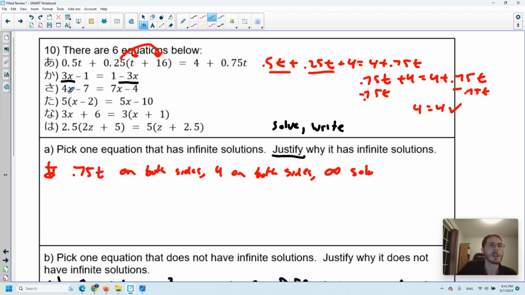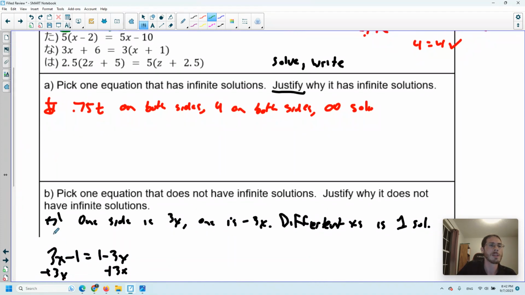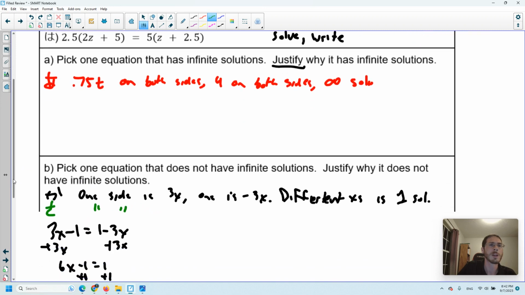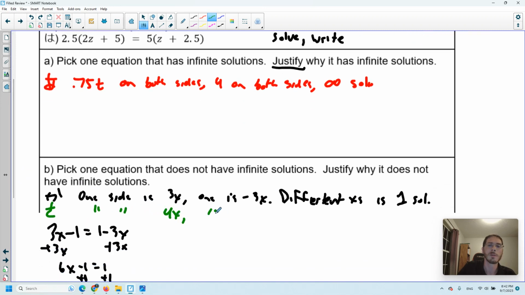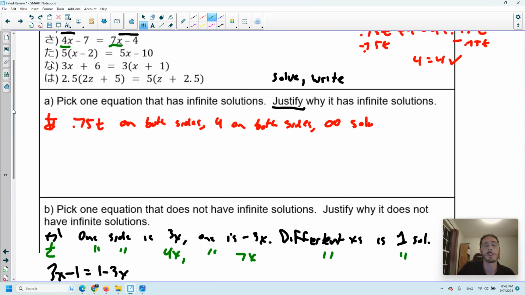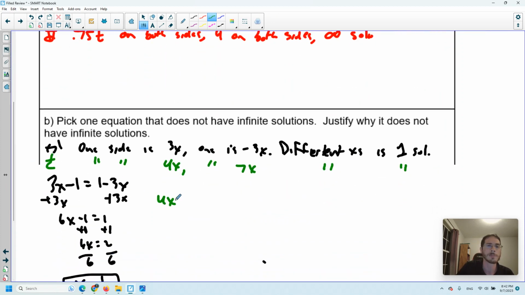So next one we got Sa. So again, you can just tell 4x and 7x. So again, we can use the same idea here as we did with the Ka. One side is 4x. One side is 7x. And different x's is one solution. So again, if you just want to do the writing, you can just do the quick writing out on that one. If you want to justify with the equation solving, you have to solve it. 4x minus 7 equals 7x minus 4.